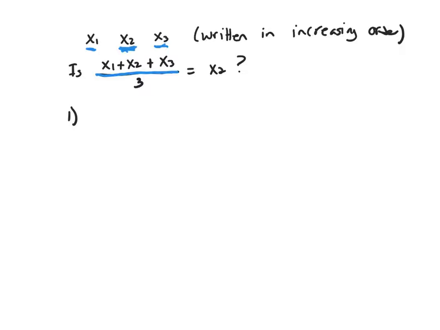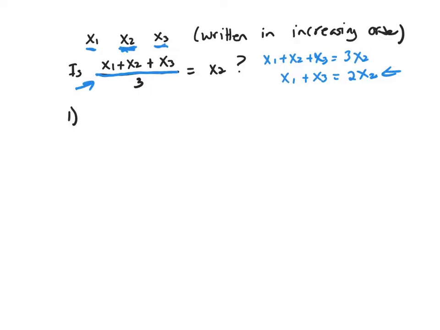Now, another way to look at this, let's multiply both sides by 3 and clear our fractions, and you're left with x1 plus x2 plus x3 equals 3x2. And then subtract x2 from both sides, and you get x1 plus x3 equals 2x2. So this is equivalent to this, okay? All right, let's see if we can show that.